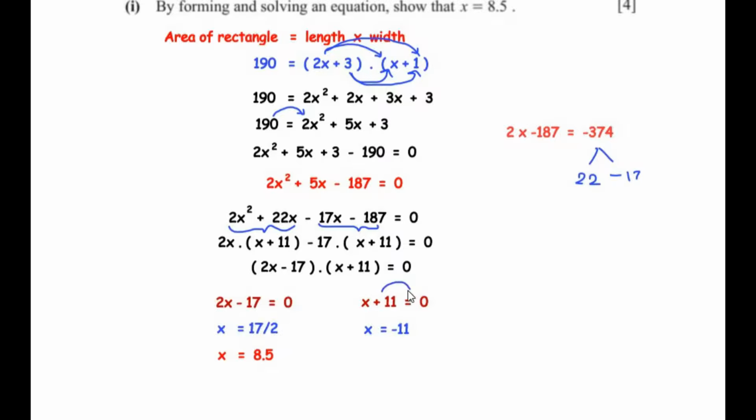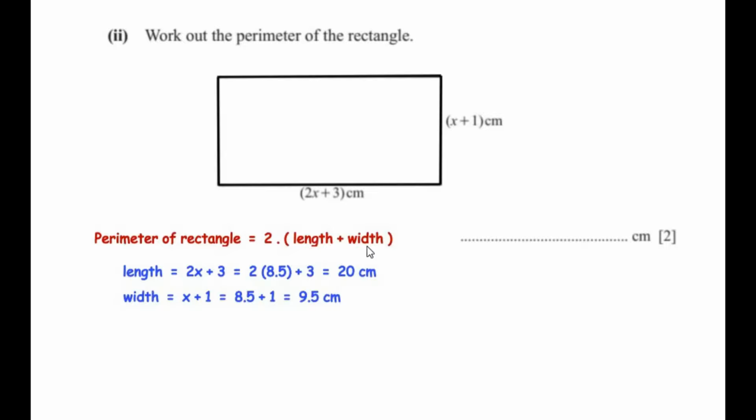Work out the perimeter of the rectangle. We have the formula for perimeter of a rectangle as 2 times (length plus width). Now the length is given by the equation 2x + 3, and in the previous part of this question we had got the value of x as 8.5.